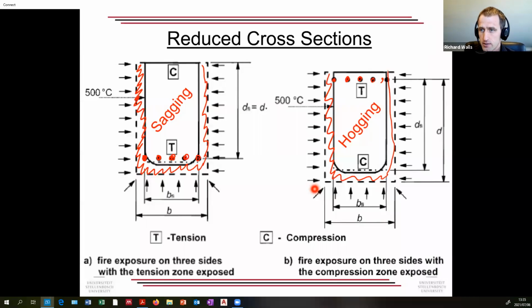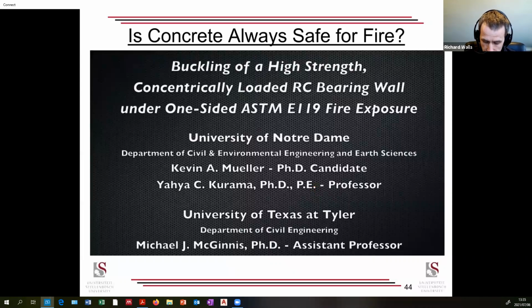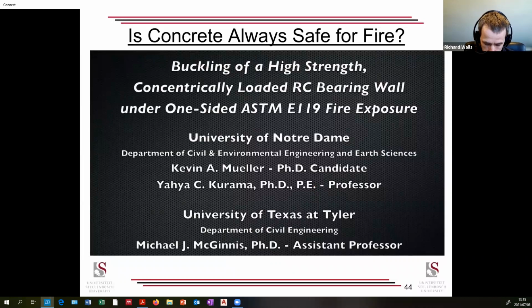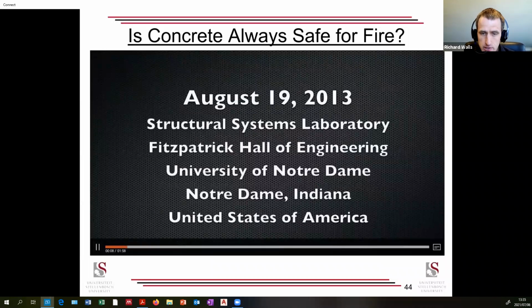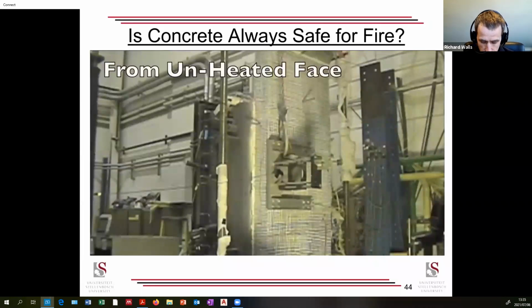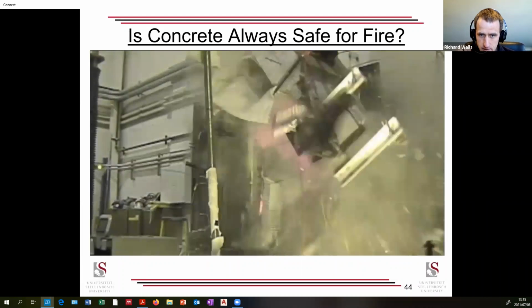So you can actually do a rational design on concrete as well for fire conditions, where normally you don't need to. Normally you just specify concrete. But is concrete always safe? Now here is some work done at University of Notre Dame, USA. This is a high strength concrete that is burnt, and bang.